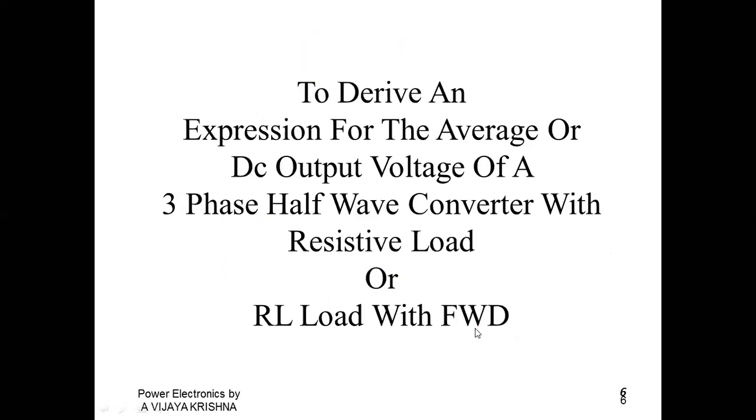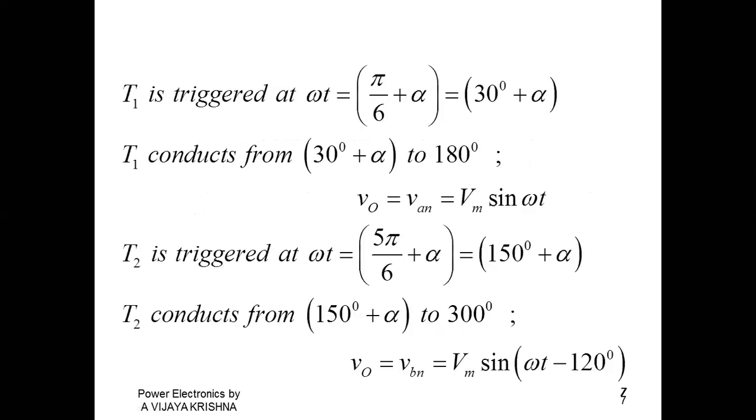Next, what about the output expression? Here, to derive an expression for the average output voltage of a three-phase half-wave converter with resistive load or RL load with a freewheeling diode. Resistive load and also RL load with a freewheeling diode have the same derivations. Outcomes should be the same, that is, expressions should be the same. Next, T1 is triggered at omega t equal to pi by 6 plus alpha, that is 30 plus alpha. Next, T1 conducts from 30 plus alpha to 180.